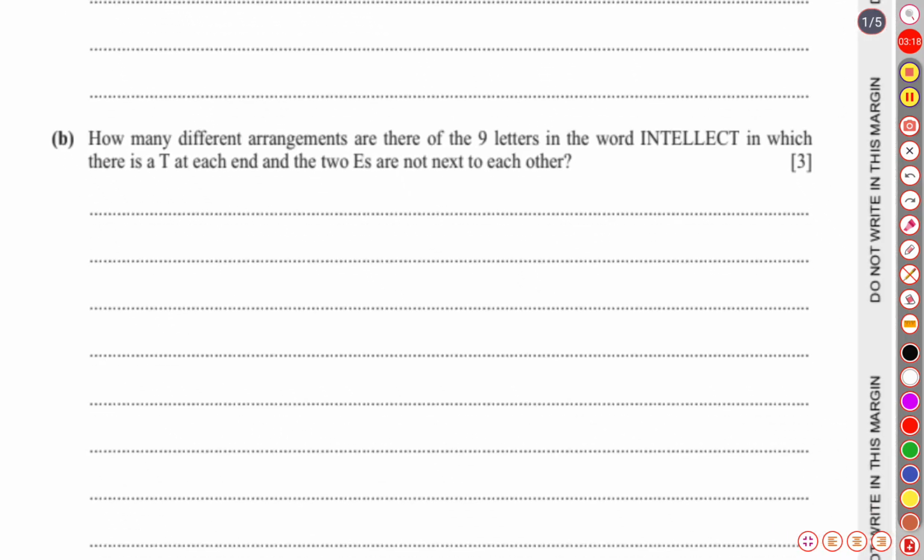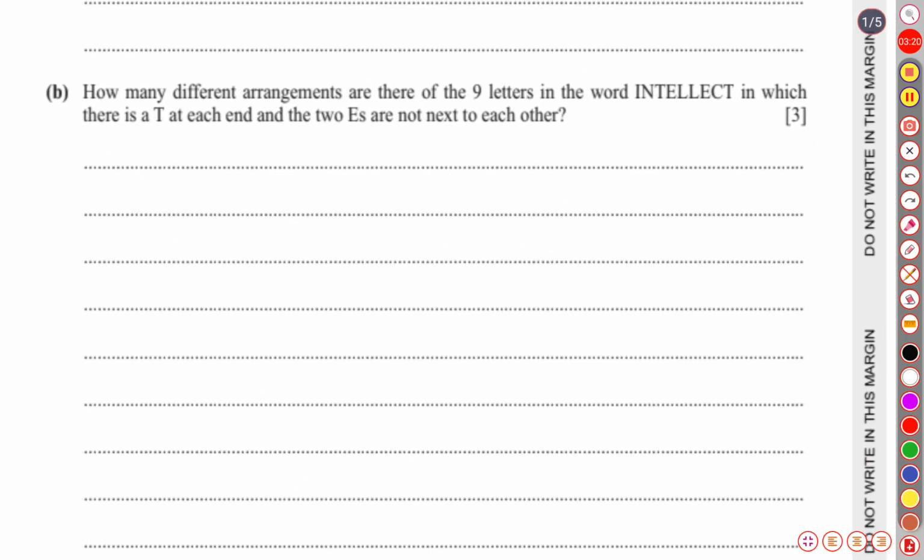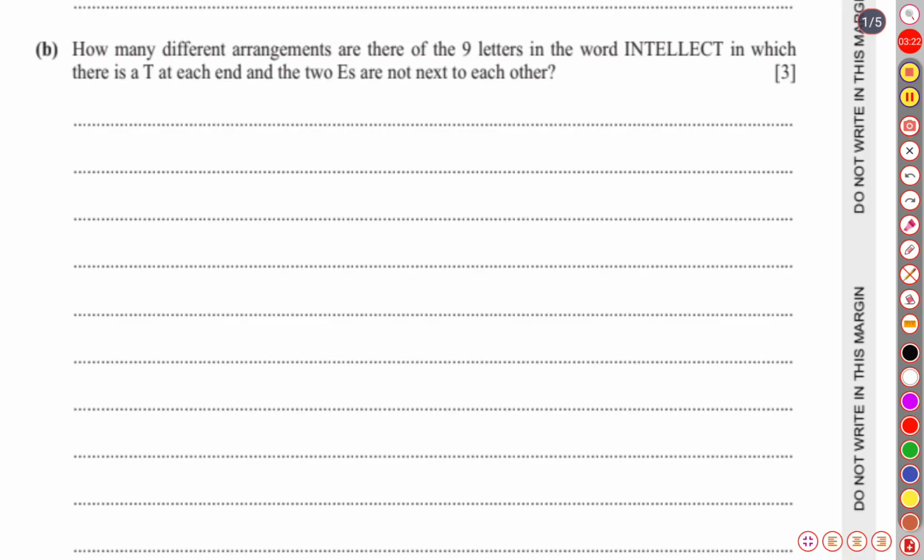The next question says, how many different arrangements are there of the 9 letters in the word intellect in which there is a T at each end and the two T's are not next to each other? Well, there are two restrictions. One after the other, we will get them solved. Let's see what the first restriction is. The first restriction is there will be a T at each end.